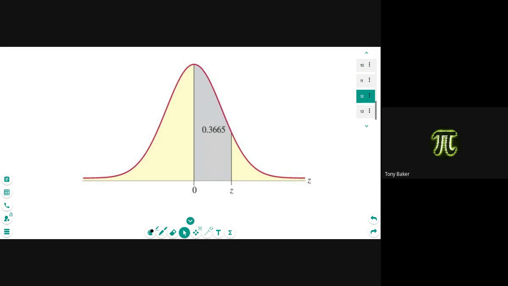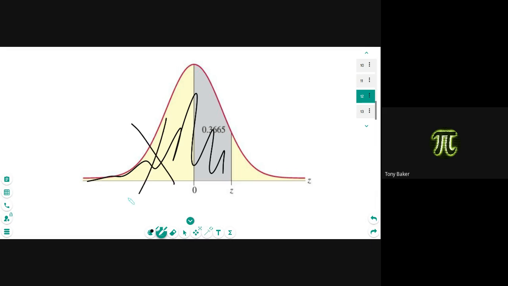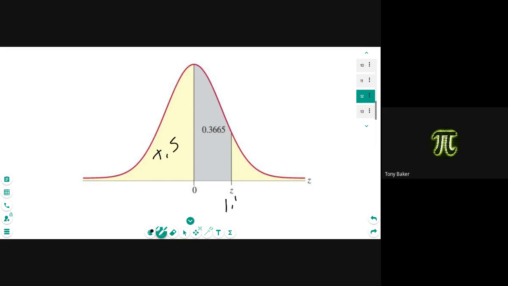Because remember, the actual number that you're looking at in the table is all of this. But I didn't have that there, so when we're looking in the table, I'm not going to find that number. I'm missing the other half. So I'm going to add the 0.5 to it to find that number in the table. So it's 1.11.